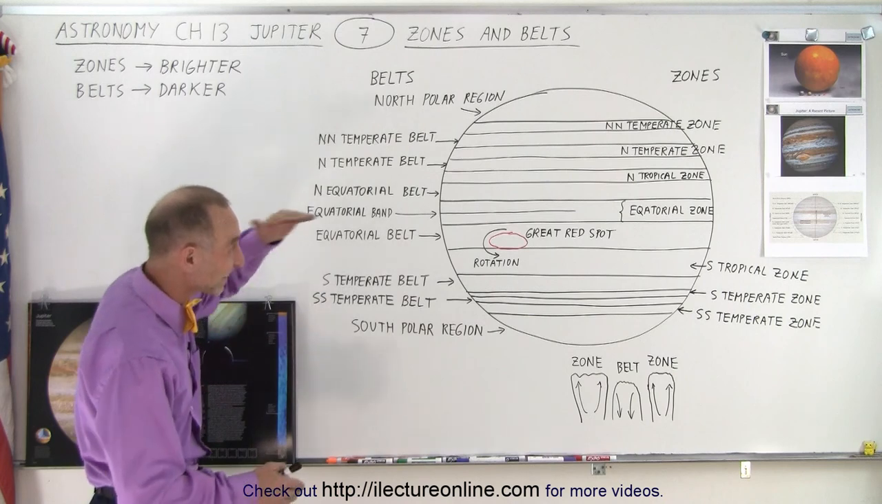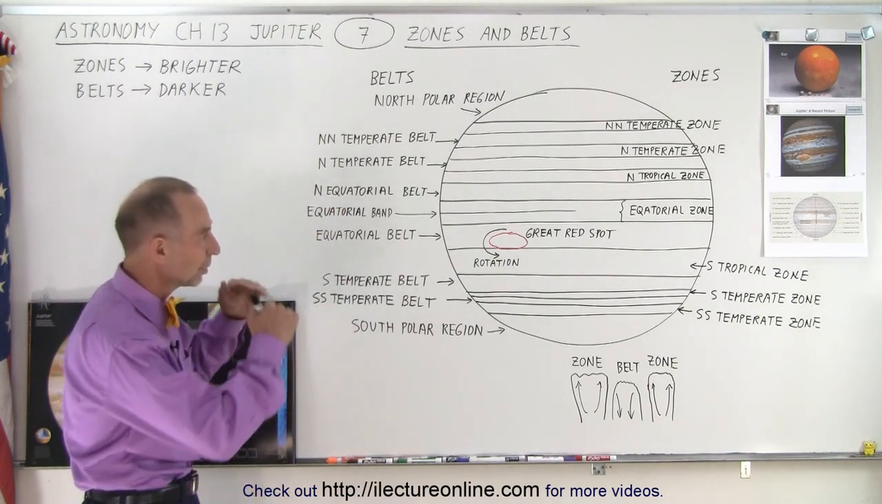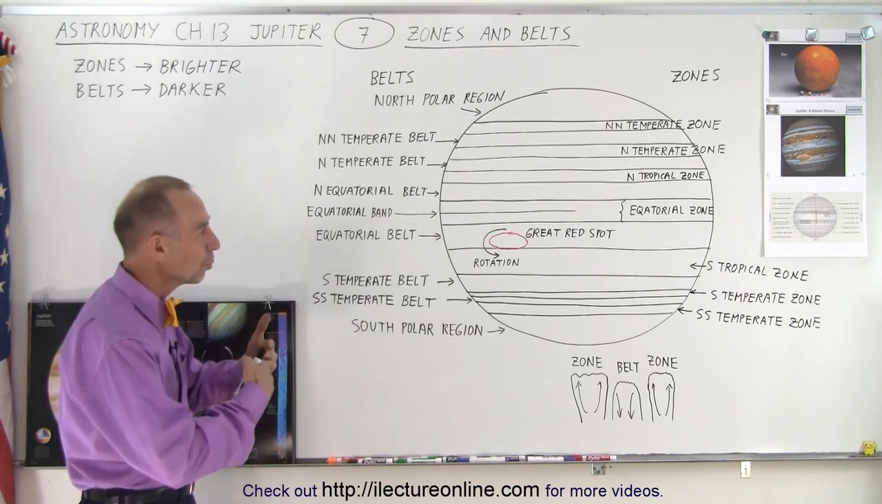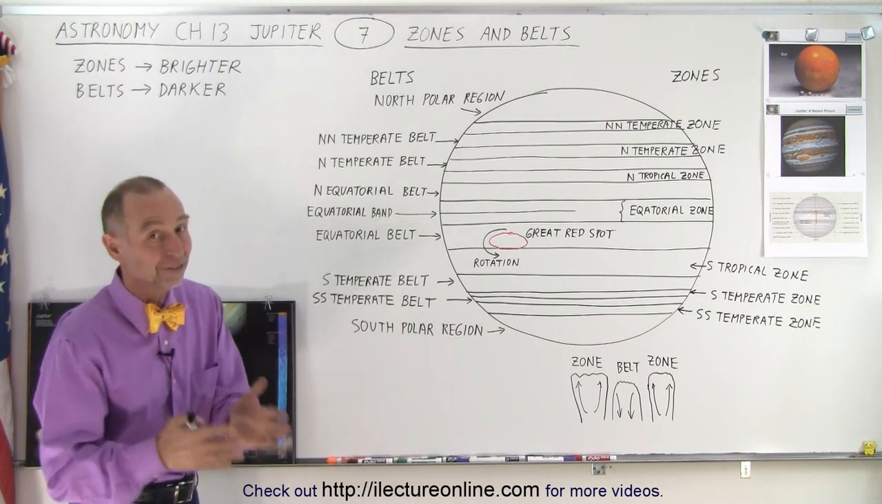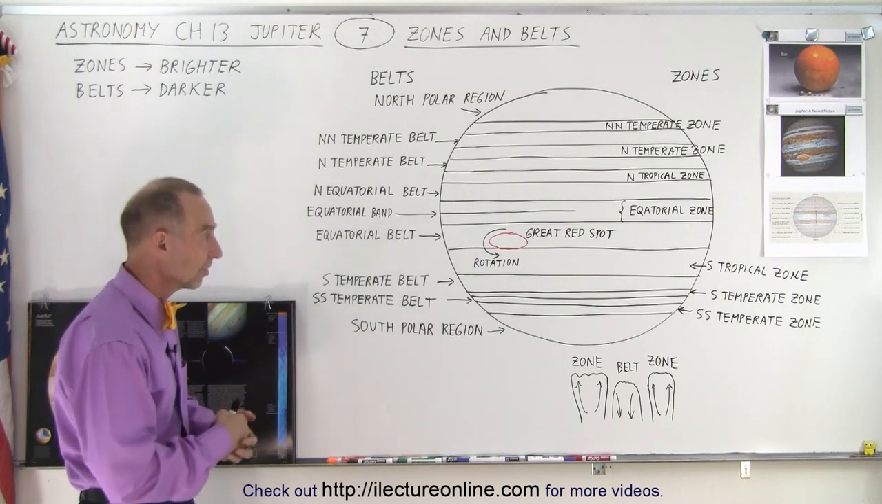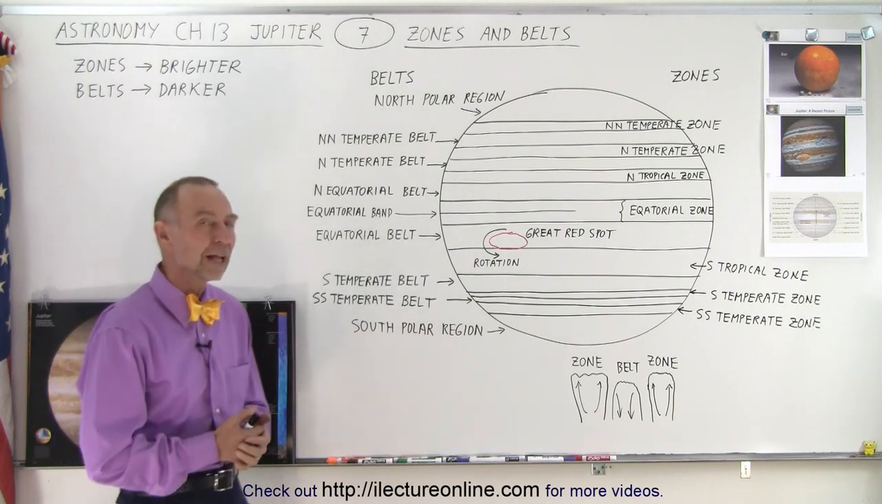A total of 16 identifiable belts and zones around the planet that all move at either different speeds in the same direction, in some cases even in opposite directions. So it's quite fascinating to see that. And the sustainment of that is quite amazing.